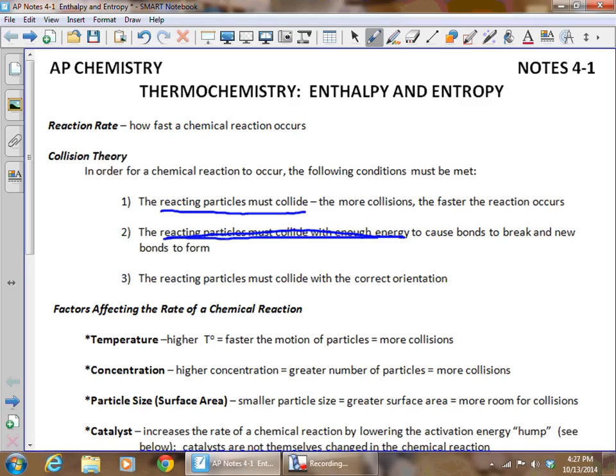Also, I can strike the match really hard against the matchbox, come in contact, great, and it's never going to light if I have the wrong end striking the matchbox. I have to have the correct orientation. I have to have the side with the chemical scratching and striking the matchbox, or it's never going to react. So it must have that correct orientation. The molecules must as well.